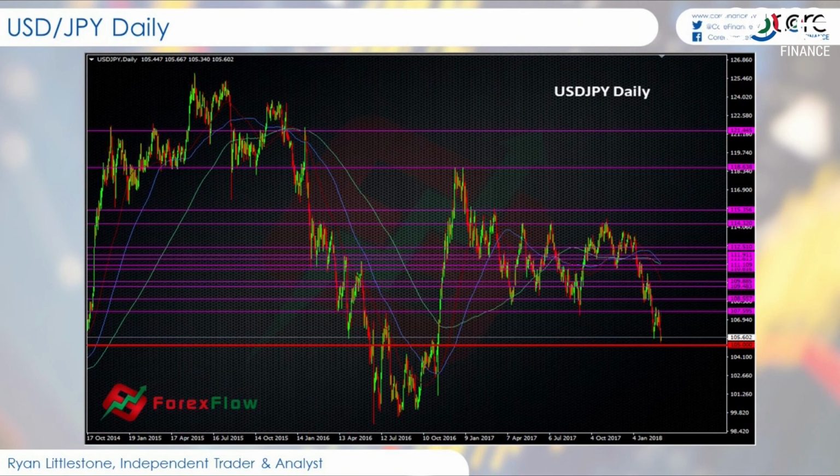So if that breaks, we could have some big trouble. But on the other side, I'm interested in taking maybe a small long from right close to the big figure, fairly tight, and see if it holds up as it's supposed to.